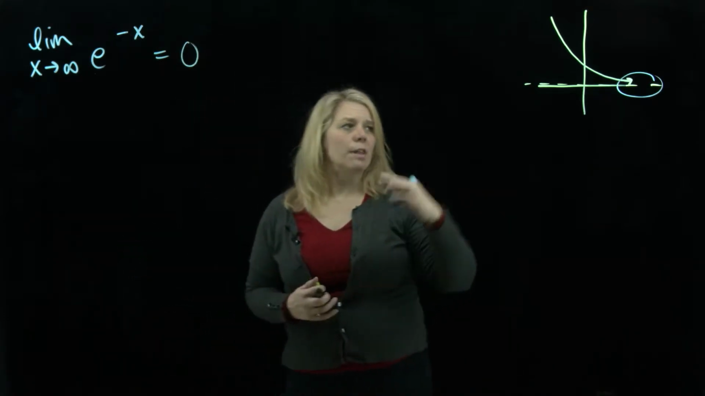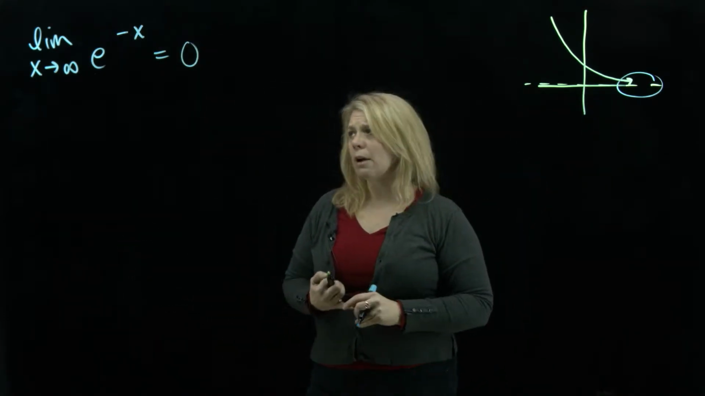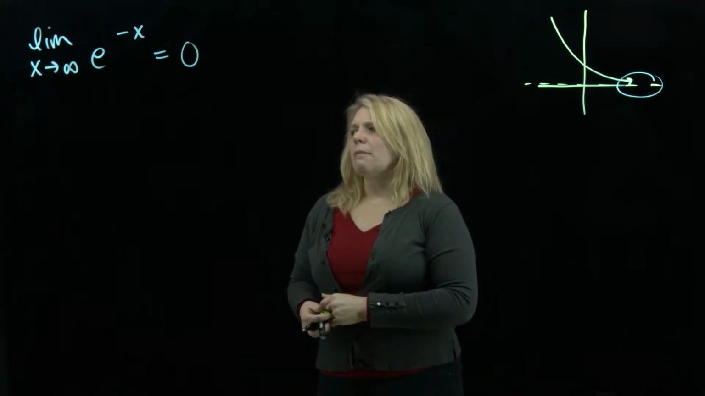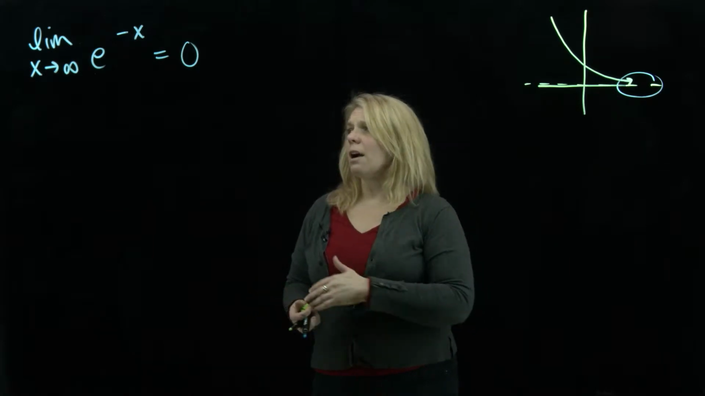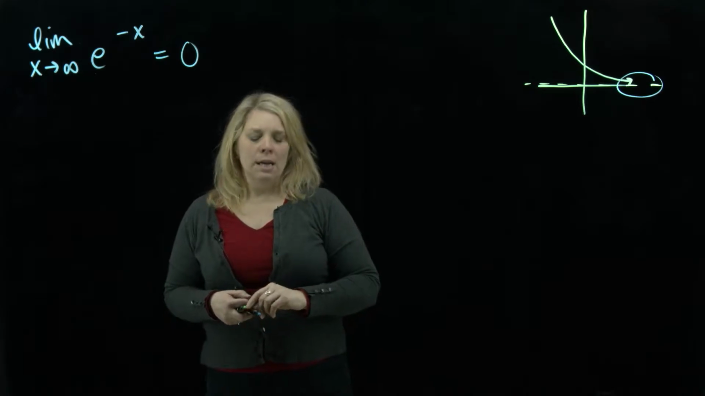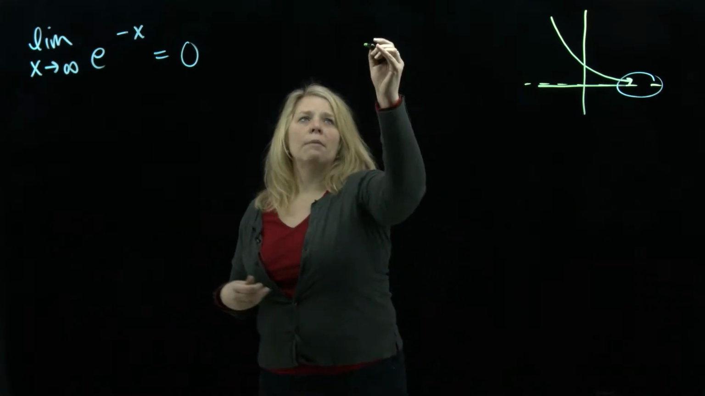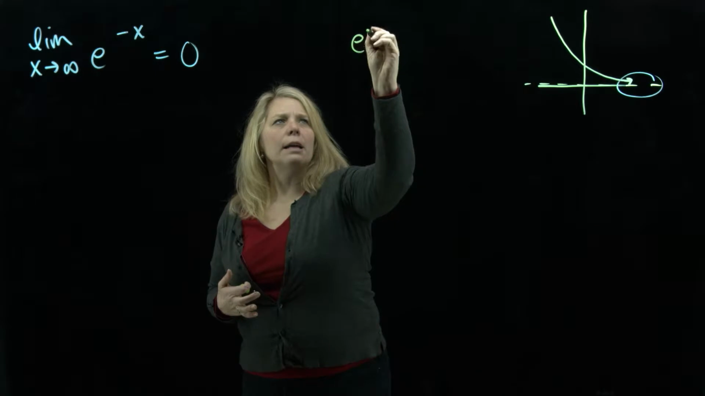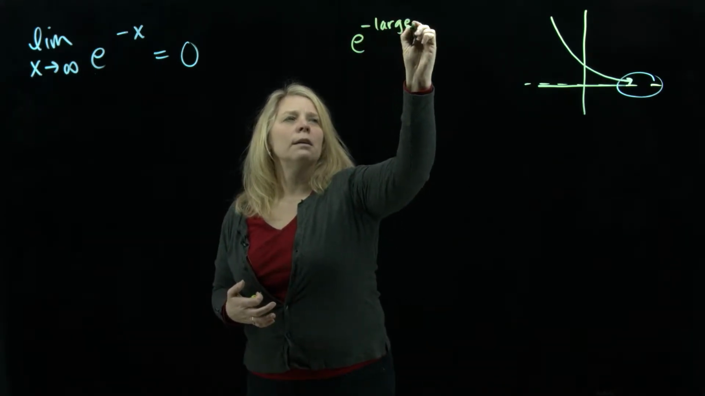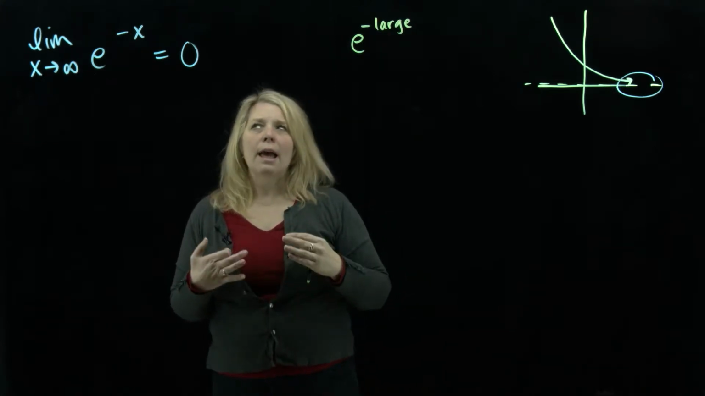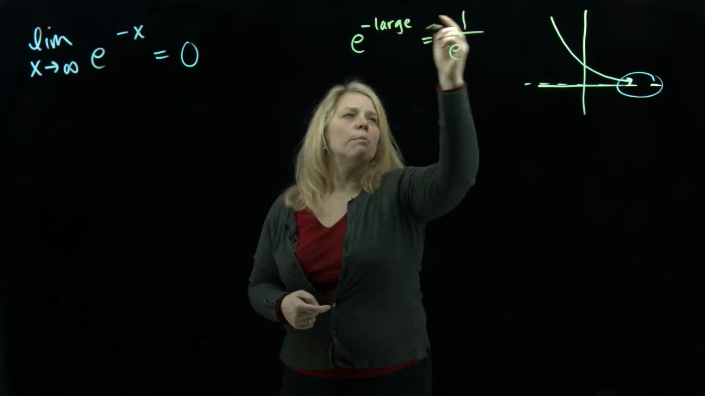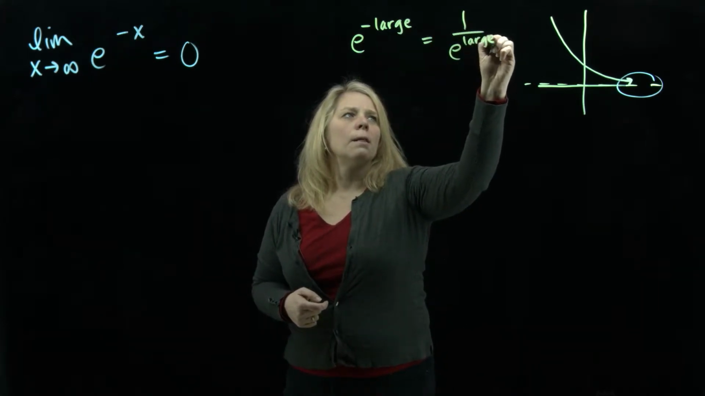And a justification for that limit could be a graph. You could talk about it numerically. So if I were going to think about this numerically, I might think about when x is very, very large, 100, a million, a billion, what happens to the values of this fraction. I'm going to put just e to a negative number that is large in size. And so when I think about a negative exponent, that means 1 over e to a positive exponent.